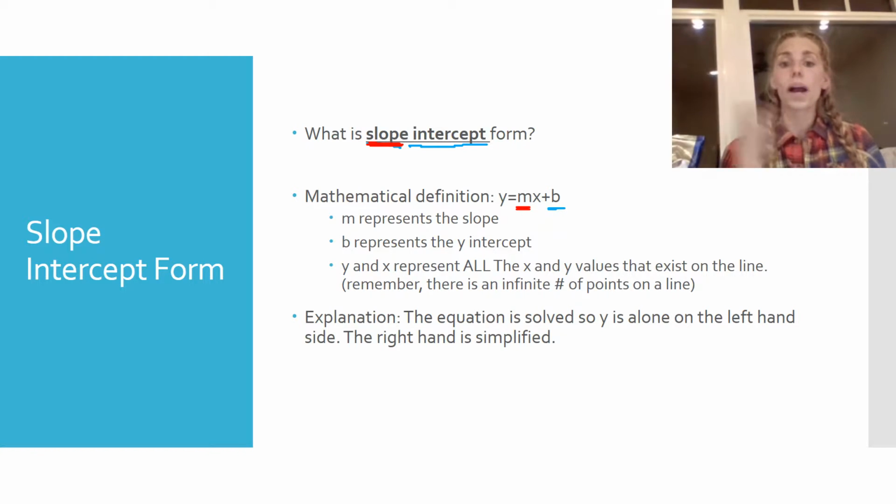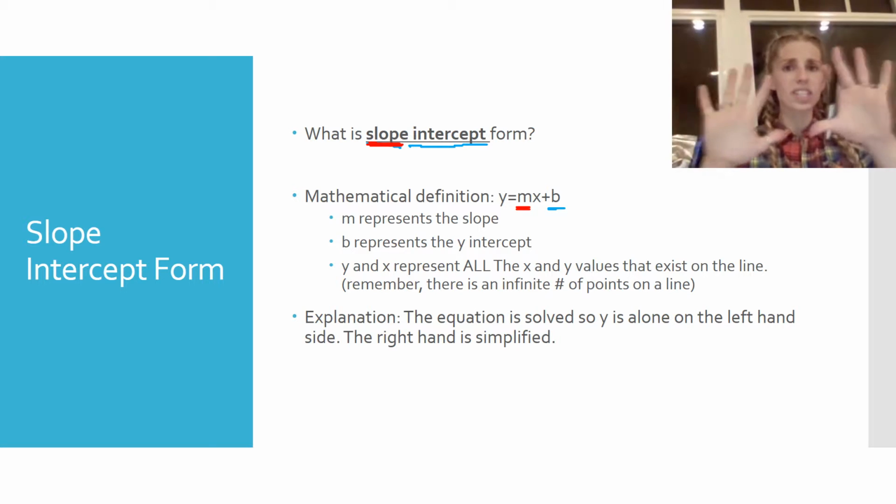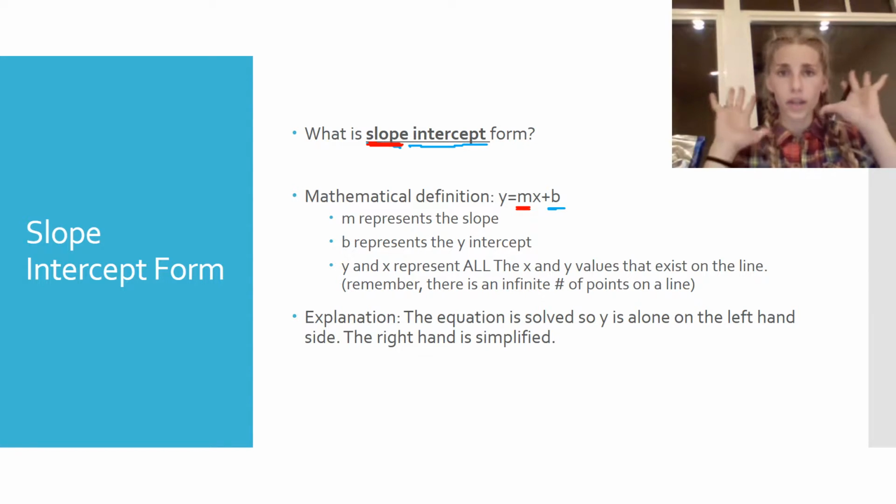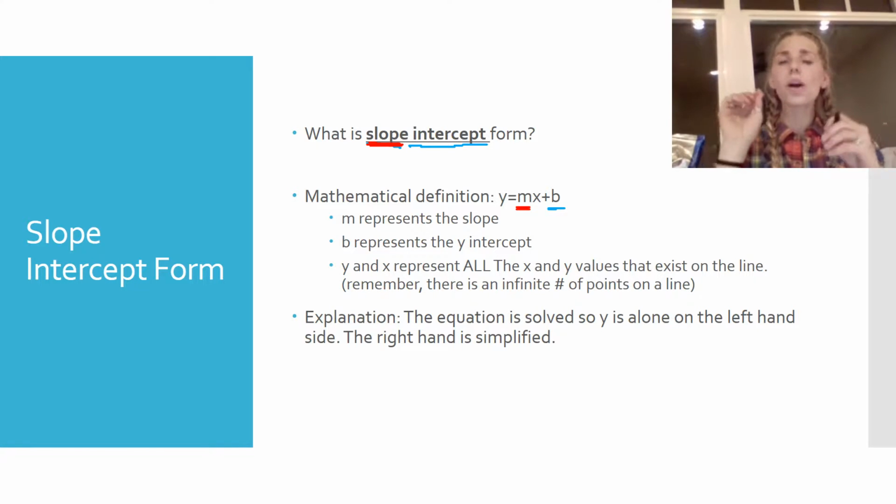And then you also have a y and an x in there. And y and x just represent all of the x and y values that exist on the line. Because remember, there's an infinite number of points on the line, and they all have an x and a y value. So the x and the y value just stay there. They don't represent anything other than any x and y value imaginable. The ones I want you to focus on are the m and the b, okay? M represents the slope, b represents the y-intercept.